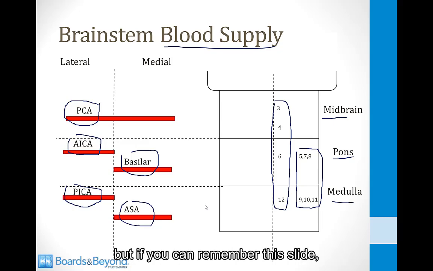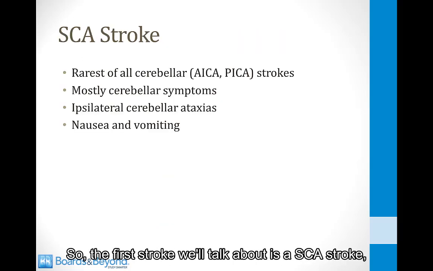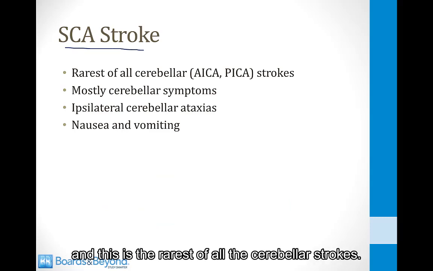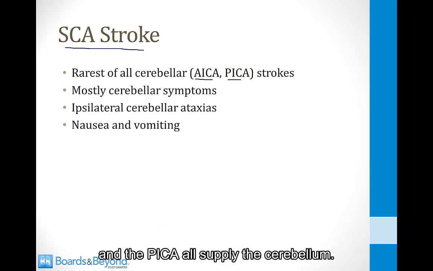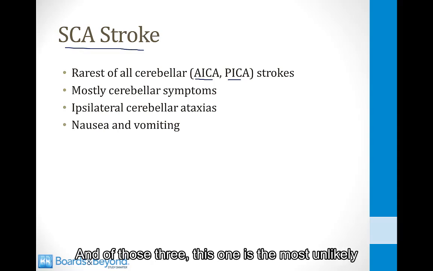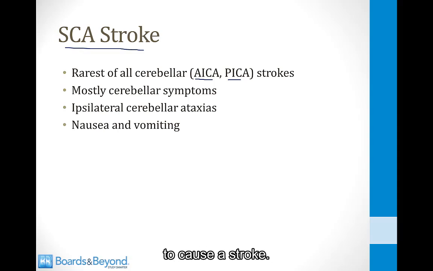If you can remember this slide, it can be very helpful during your exam to quickly recall which blood vessel is likely to be responsible for a lesion at which level of the brainstem. So the first stroke we'll talk about is an SCA stroke, and this is the rarest of all the cerebellar strokes. The SCA, the AICA, and the PICA all supply the cerebellum, and of those three, this one is the most unlikely to cause a stroke.